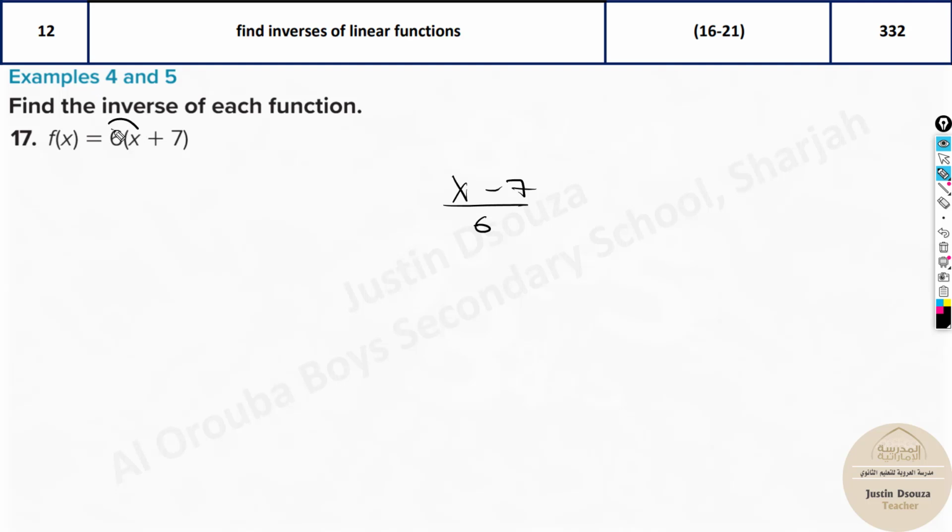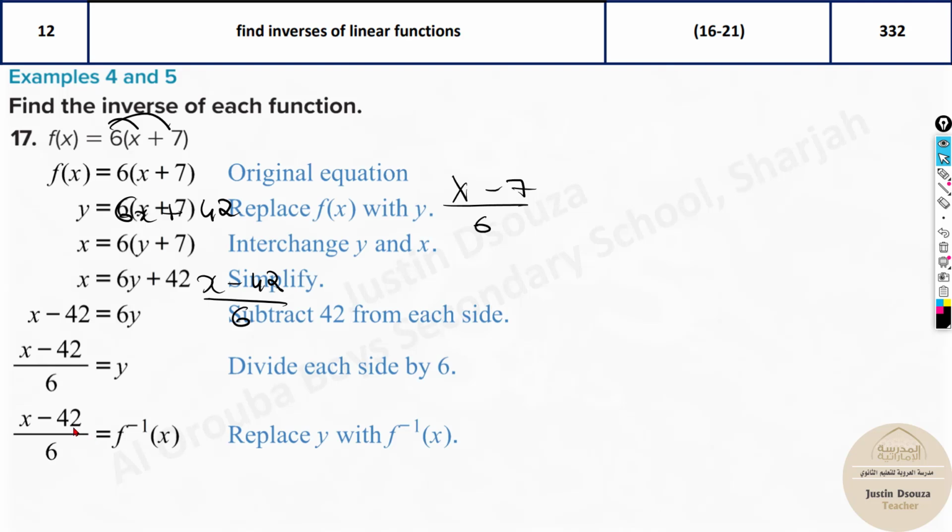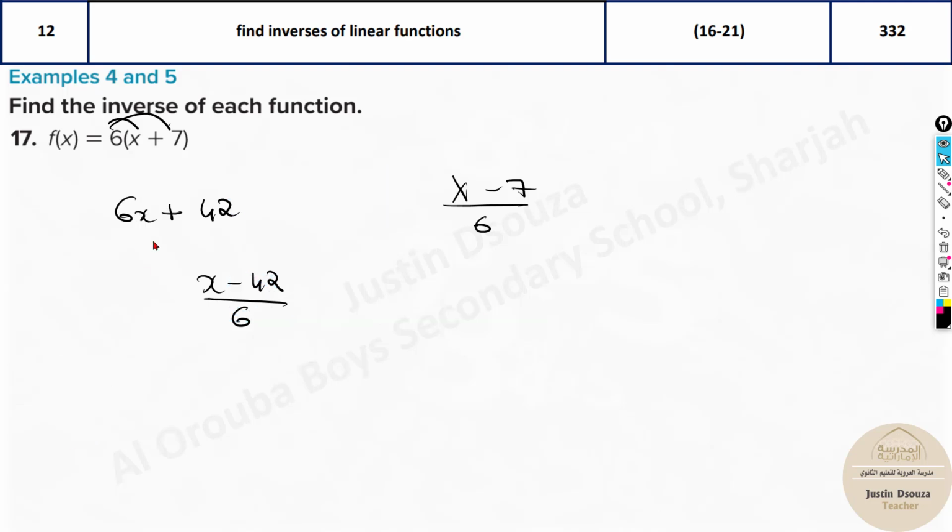Why? Because first multiply this. It will be 6x plus 6 times 7 is 42. Now here it would be x minus 42 divided by 6. This would be the final answer. Let's just check quickly. So you can say x minus 42 divided by 6. This I'm doing directly, but the actual method is what?